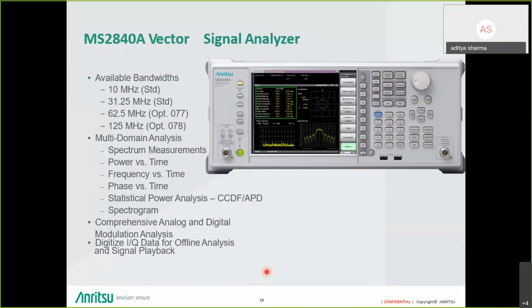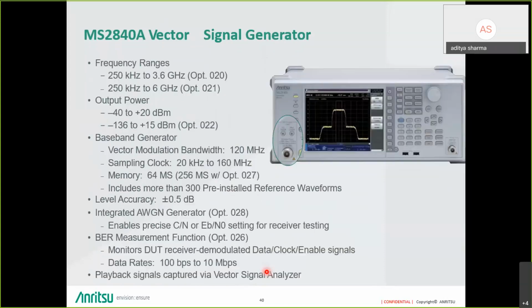Same multi-domain analysis options are already there, and the vector signal analyzer. Again, compressive analog and digital measurements are there, and modulation measurements are there. Digital IQ data for offline analysis and signal playback is there. Again, we do have a signal generator, which goes from 3.6 gigahertz and 6 gigahertz models, starting from 256. The specs are similar to what we just saw.